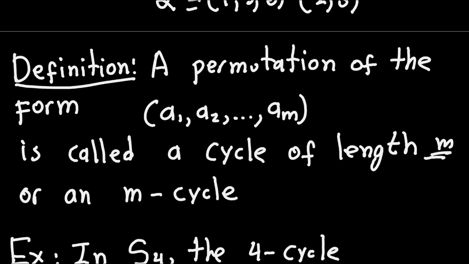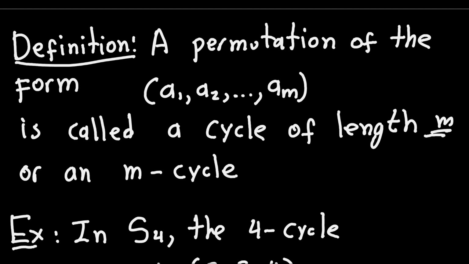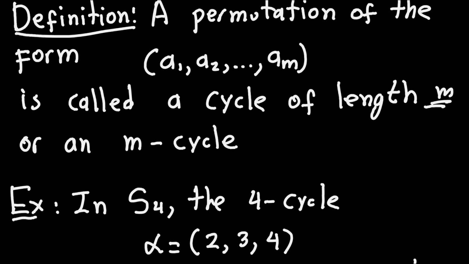So those kinds of cycles have a special name. It's called a cycle. A permutation that has this form means that A1 goes to A2, A2 goes to A3, and so on until Am, and Am will map into A1. This is what we call a cycle of length m, because it has m elements here. Or we just call it an m-cycle. So a cycle of length m or an m-cycle, they are the same.